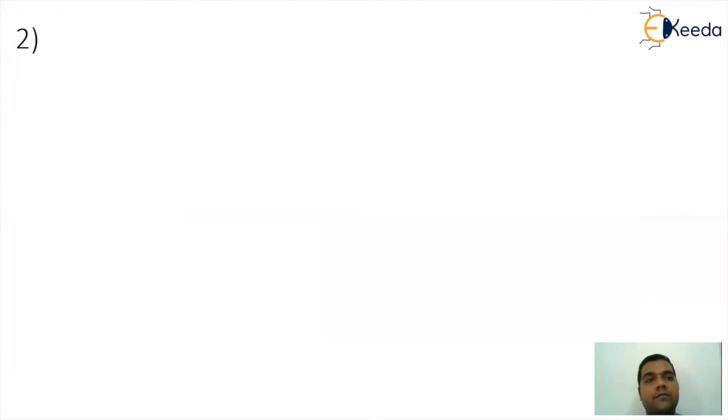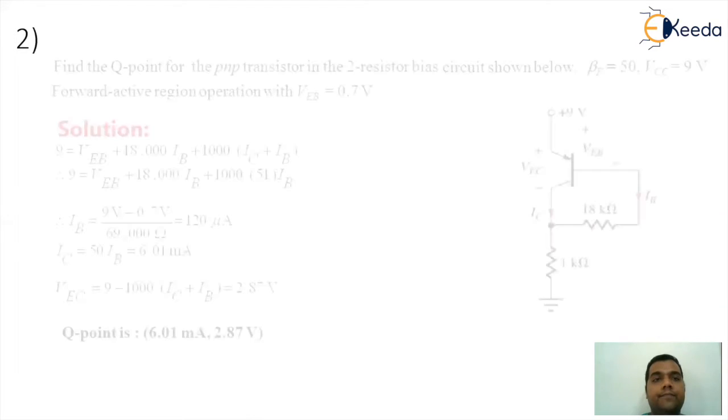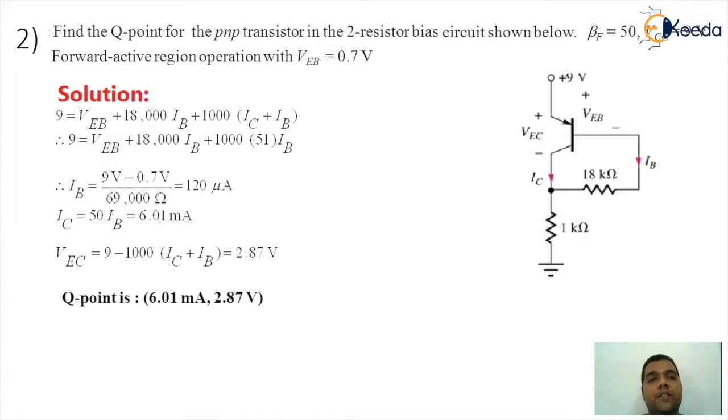Let's go for the next question. So we have a question here. The question says, find the Q point for the PNP transistor in the two resistor bias circuit shown below. Beta is 50, VCC is 9 volt, forward active region operated with VEB equal to 0.7.